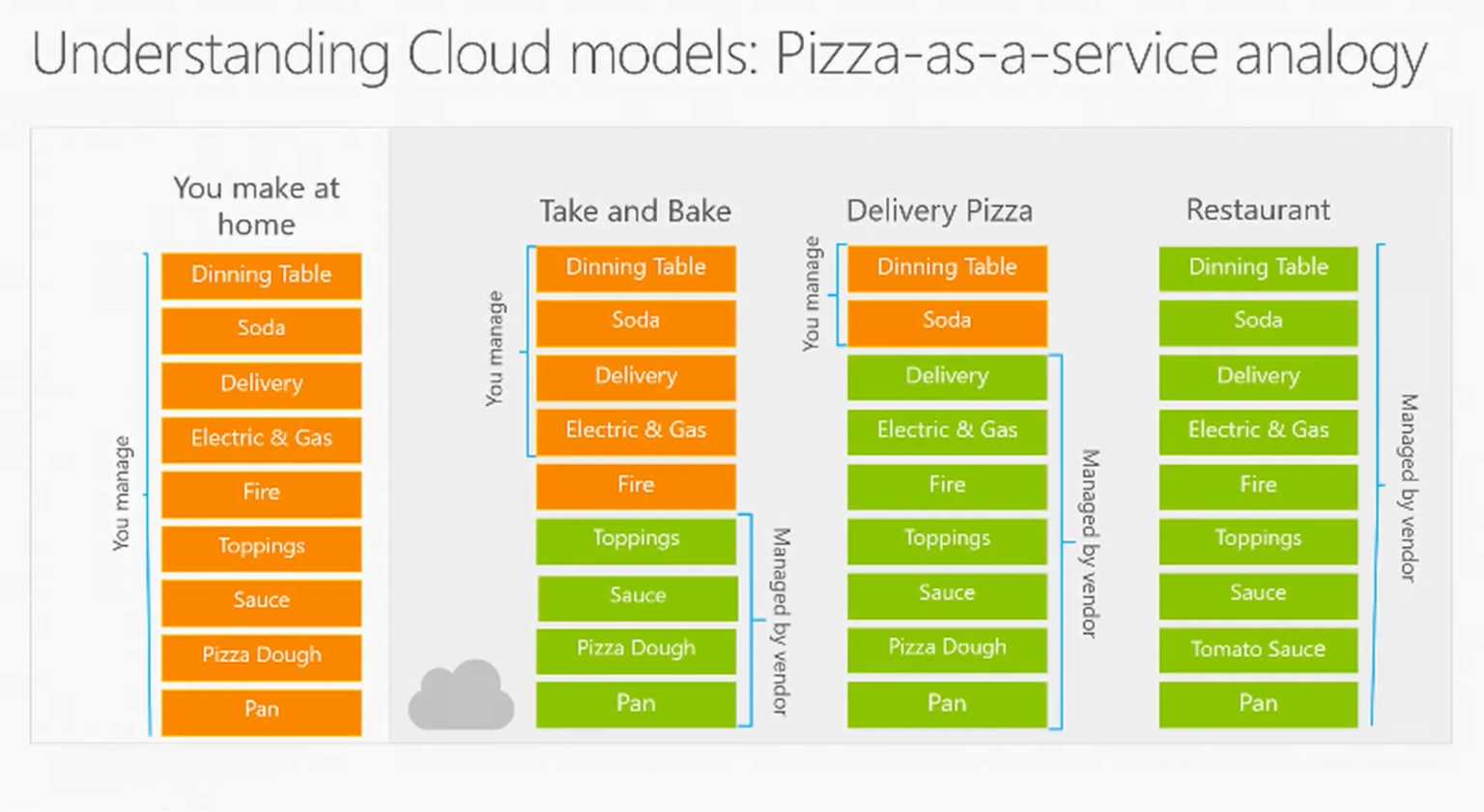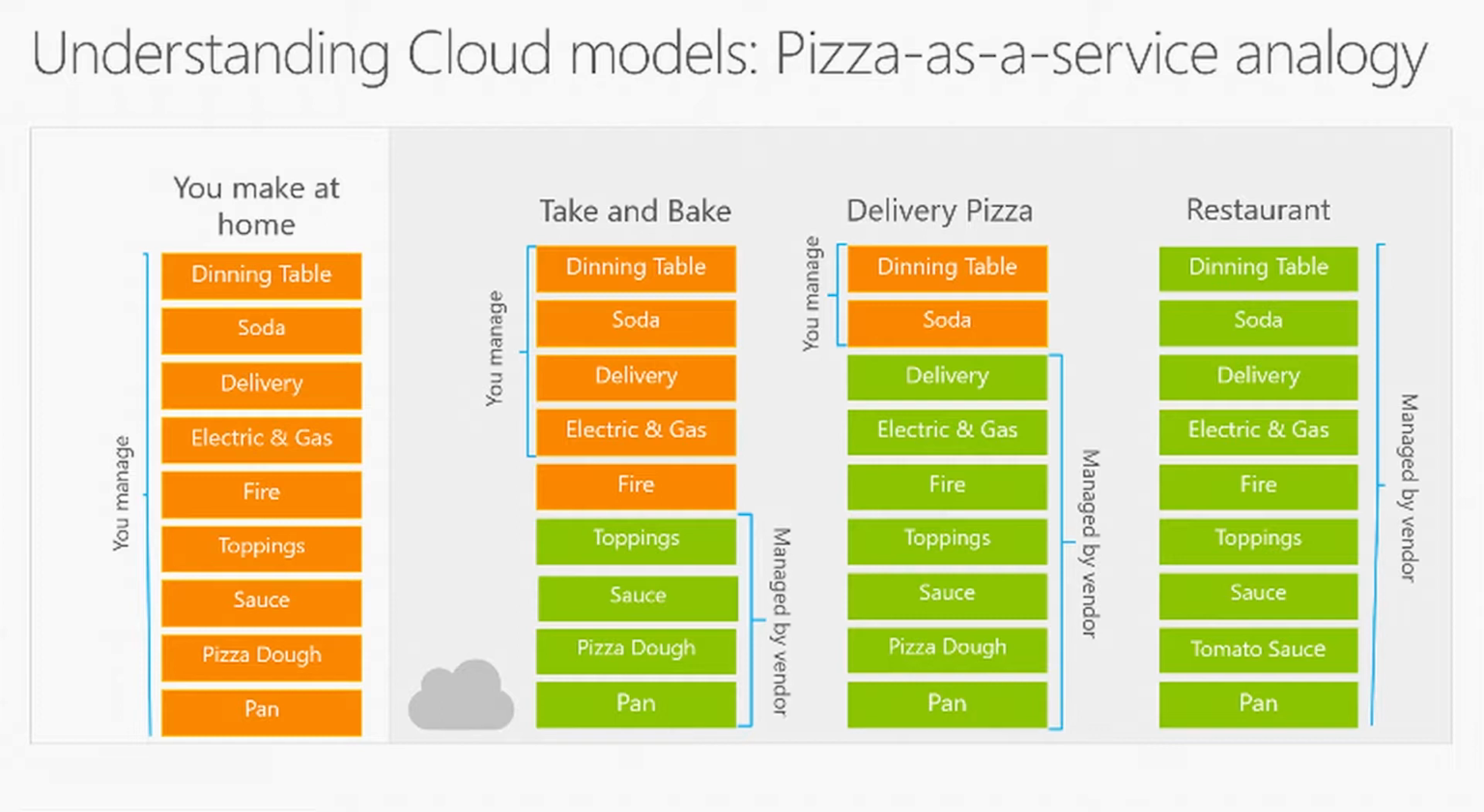When you make pizza at home, you do everything, from getting the pan, putting the pizza dough and the sauce and toppings together, cooking it in the oven, delivering it to the table that you set. The second pizza analogy is take and bake. This is where a vendor, like your local grocery store, puts a pizza together and you bring it home, cook it from there, and then eat it.